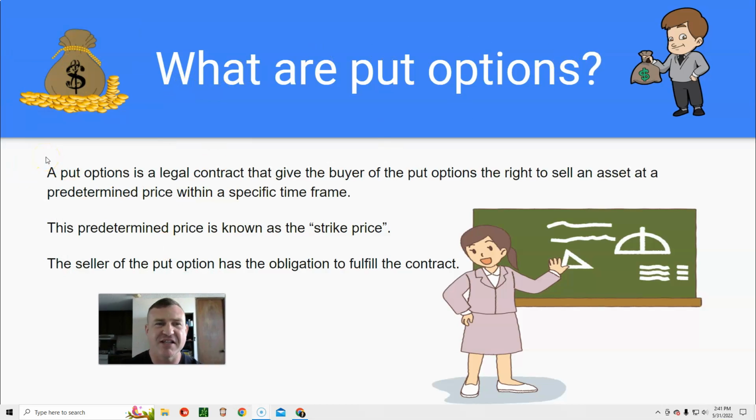A put option is a legal contract that gives the buyer of the put option the right to sell a specific asset at a predetermined price for a specific time frame. This predetermined price is known as the strike price. The seller of the put option has the obligation to fulfill this contract.